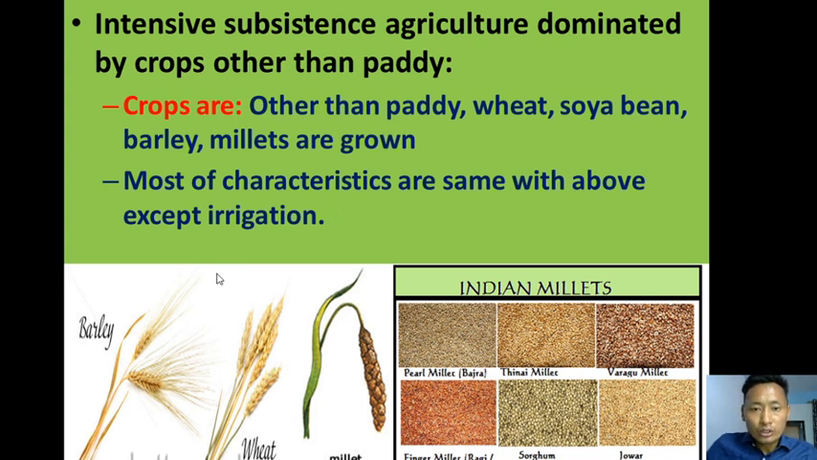Why? Because in the region where intensive subsistence agriculture is dominated by crops other than paddy, they are cultivating barley, wheat, and millets. These crops are mostly less water intensive. Because of that, they are not using much irrigation facilities. So these are some of the characteristics of intensive subsistence agriculture dominated by crops other than paddy. Other than paddy means other than rice. Crops such as wheat, barley, soybean, and millets.